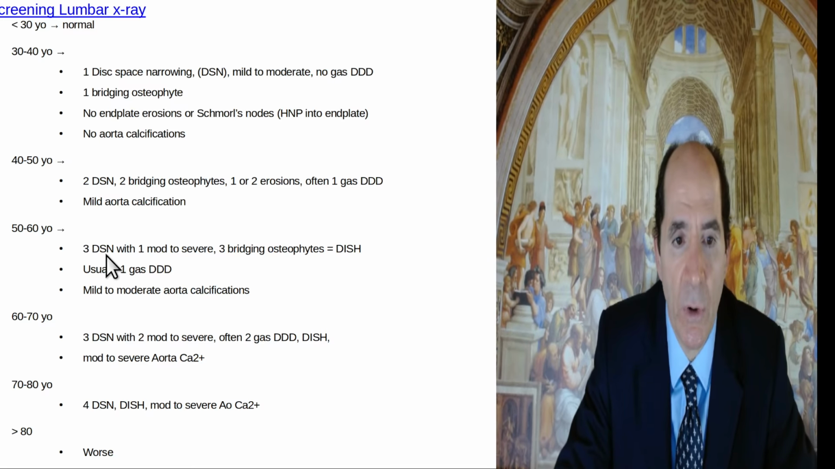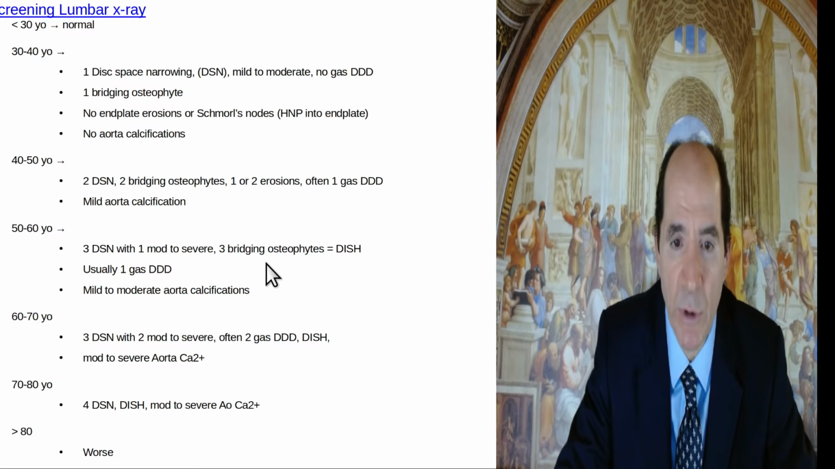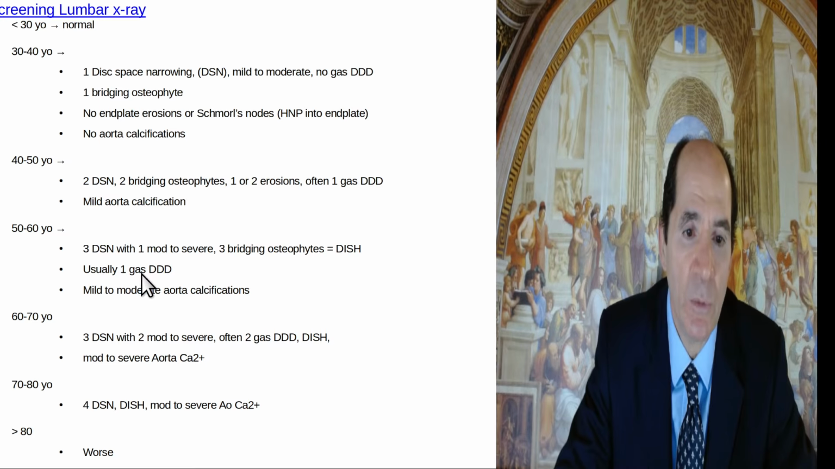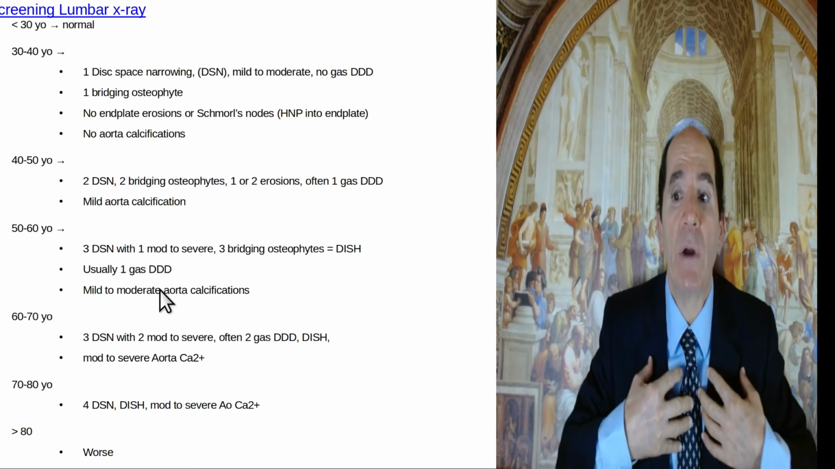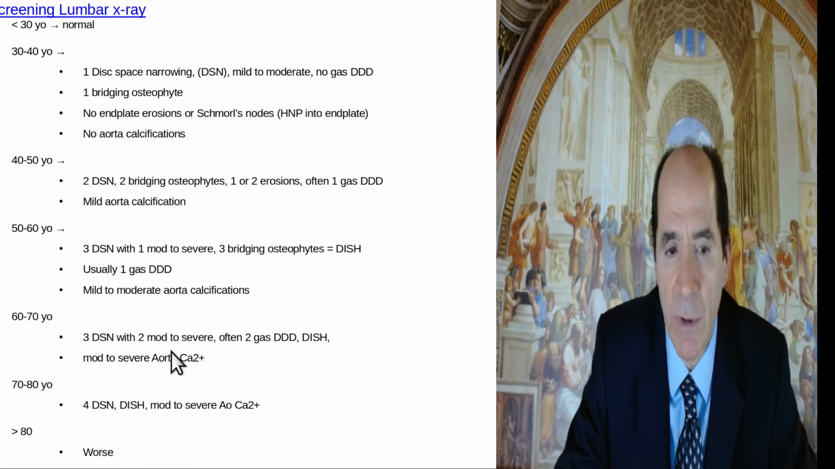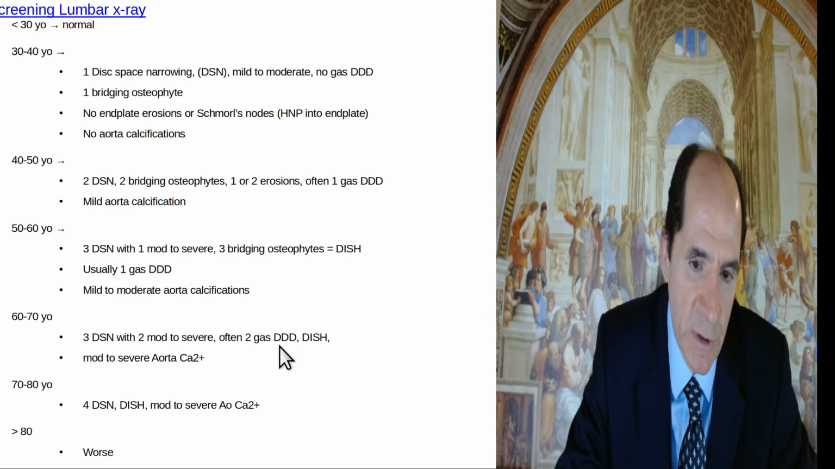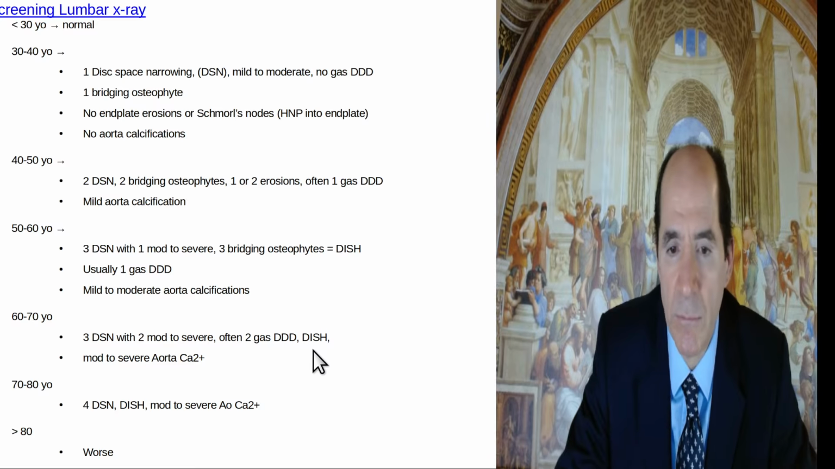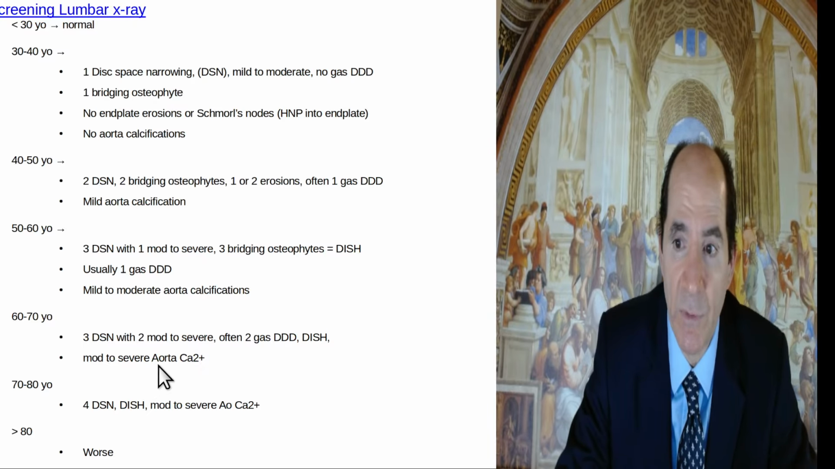50 to 60 years old, more disc-based narrowings, more severe disc-based narrowings, more bridging osteophytes, usually one gaseous disc degeneration, more aortic calcifications, indicating progression of coronary artery disease in those calcifications. 60 to 70, typically 3 or more discs are narrowed, often moderate to severe gaseous disc degeneration. Usually I'll see DISH in most patients, moderate to severe aortic calcifications.